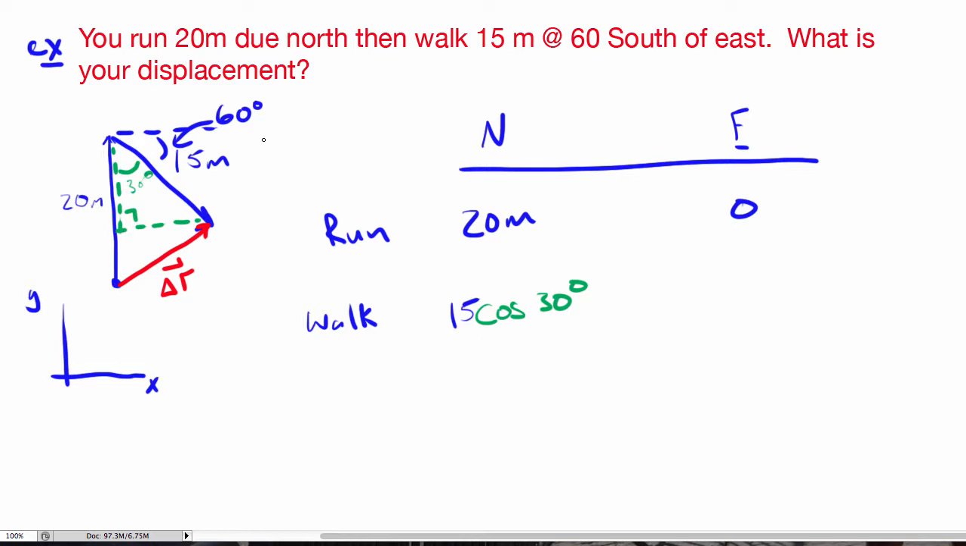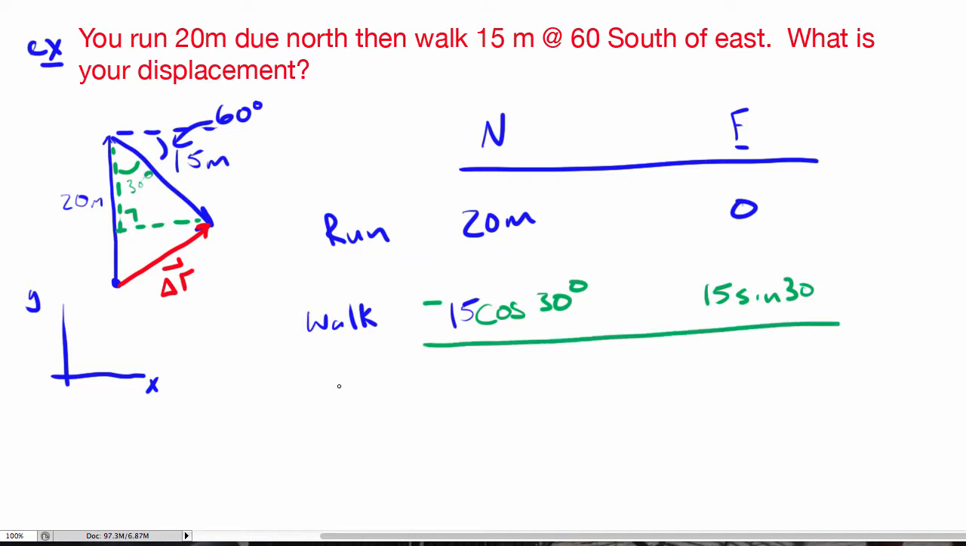And then I notice that when I move in my walking leg here, I'm actually going downwards. So I'm going in the south direction, and south is opposite to my coordinate system. So I'm going to have to stick a negative sign out in front of this expression. And then in the east direction, I'm still going east, so it's going to be a positive number. And I'm going to use the sine of the angle to come up with the eastern component.